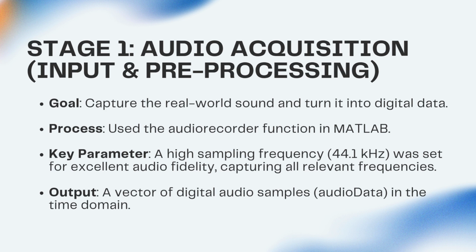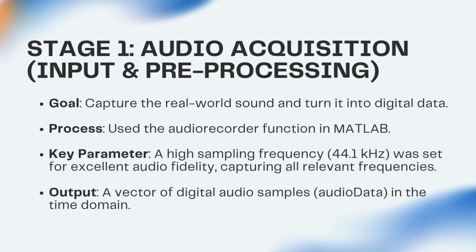Stage 1: audio acquisition. Stage 1's goal is to capture the real-world analog sound and convert it into clean digital data. In MATLAB, we use the standard audiorecorder function. The crucial parameter we set here was the high sampling frequency of 44.1 kHz. Think of the sampling rate as the number of snapshots you take of the sound wave per second.